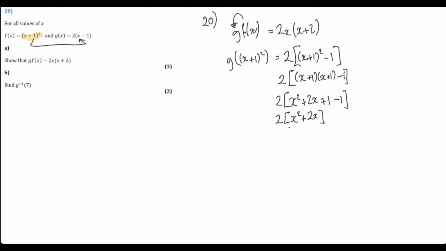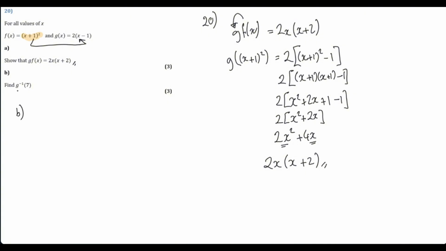Okay. What I could do here is times out the 2. So that would be 2x squared plus 4x. And this is 2 terms here, so I can factorize with single brackets. So take out the 2, and I could take out x. So on the inside, I will need an x plus 2. And as you can see, that is what they're asking.